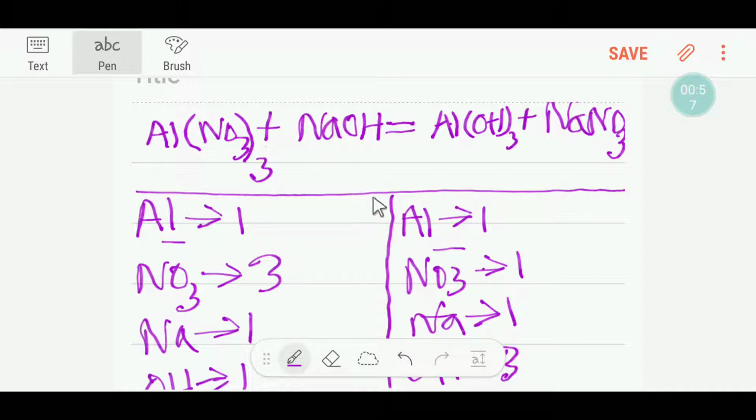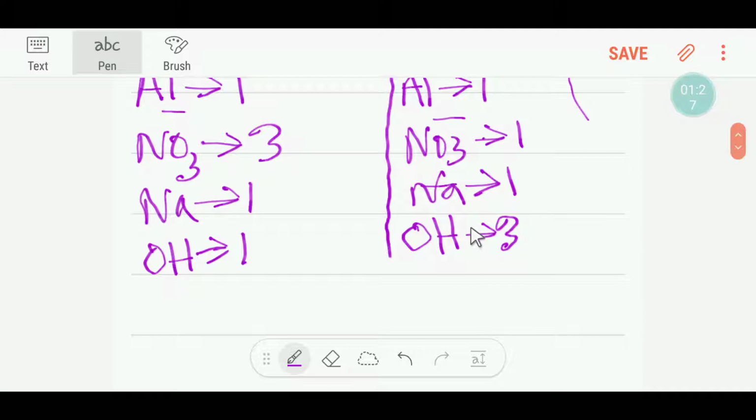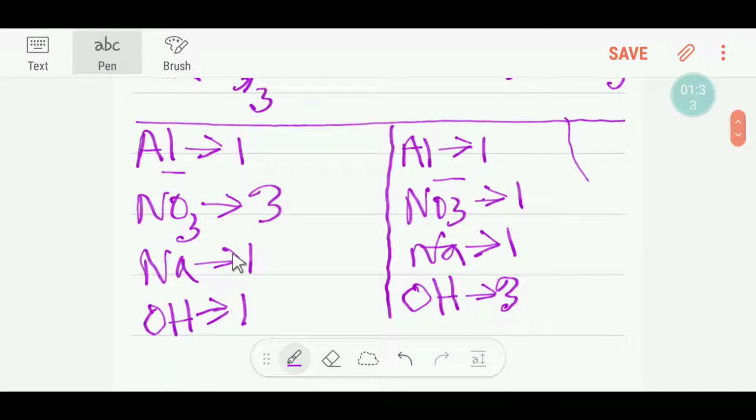Okay, if you observe this reaction carefully, then you have to see that here the number of hydroxide is 3, but here the number of hydroxide is 1. So I will first balance the number of hydroxide, right? It is very evident from our observation. So to balance the hydroxide, on the right hand side we have 3, but in the left hand side we have just 1, right?